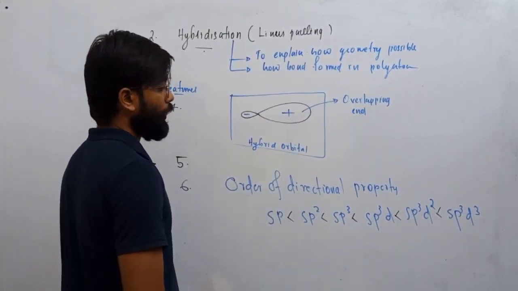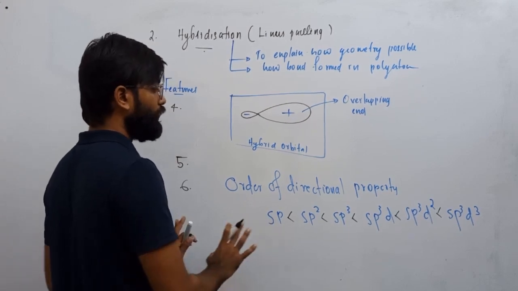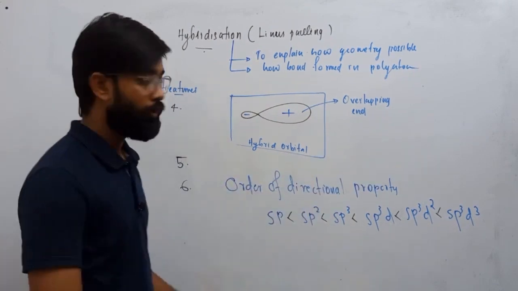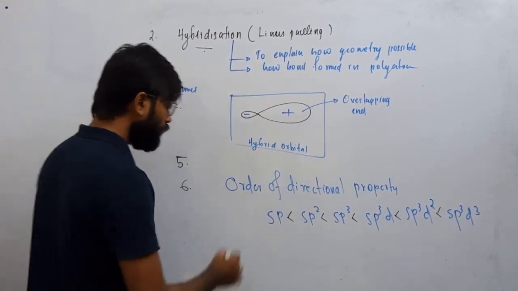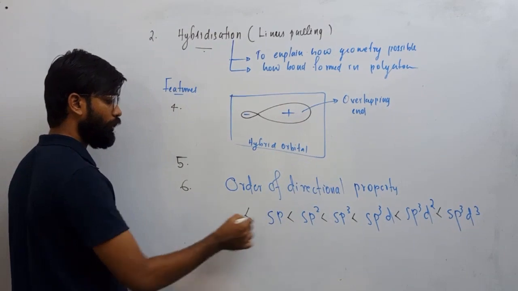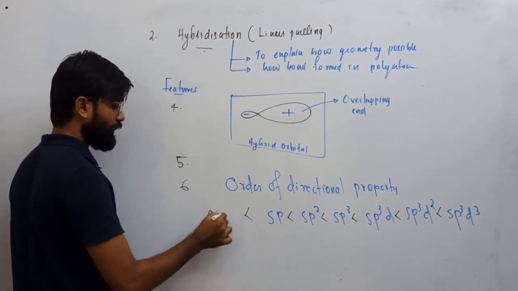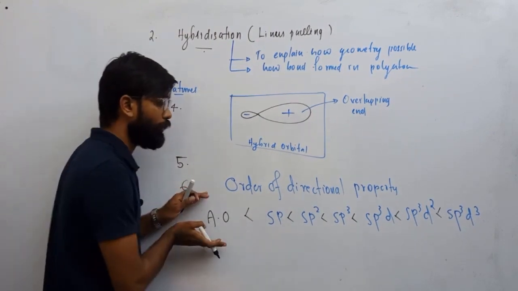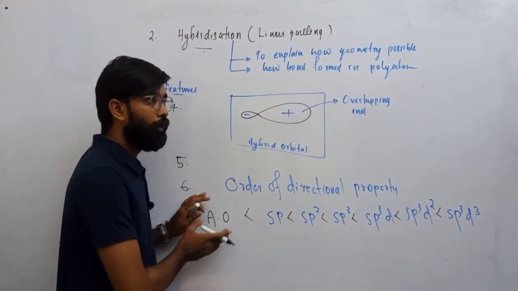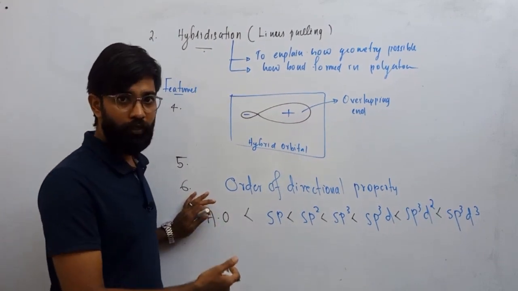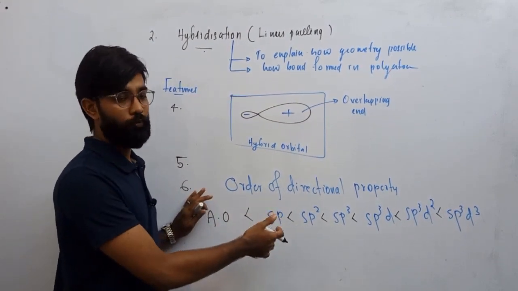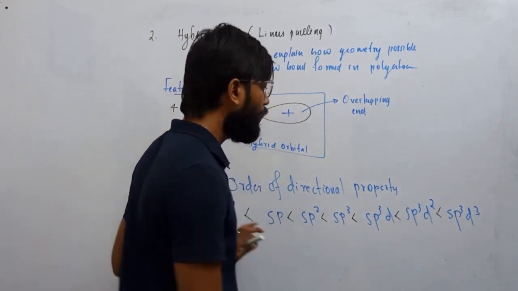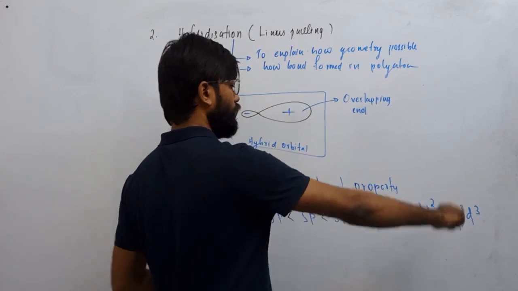So what is the directional property of these different types of hybrid orbitals? The directional property of hybrid orbitals is much greater than that of atomic orbitals. If the overlapping is between atomic orbitals, the directional property is less than that of the corresponding hybrid orbital overlapping, and hybrid orbital overlapping follows this order.